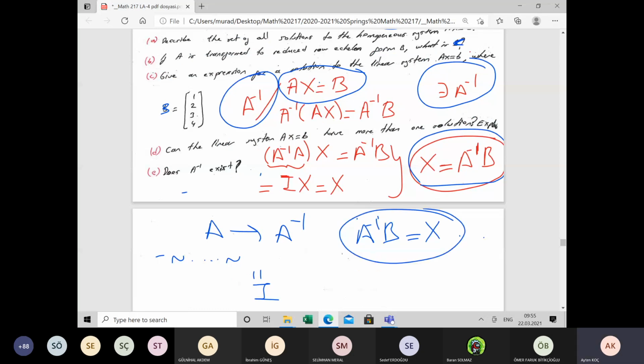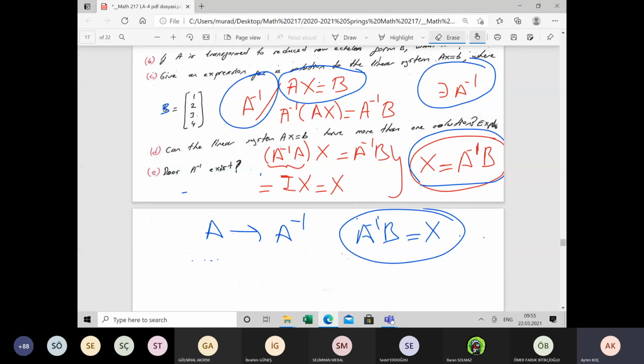This gives another method to find the solution of a linear system, but this is a special system, because the coefficient matrix should be a square matrix and also an invertible matrix. Any question?